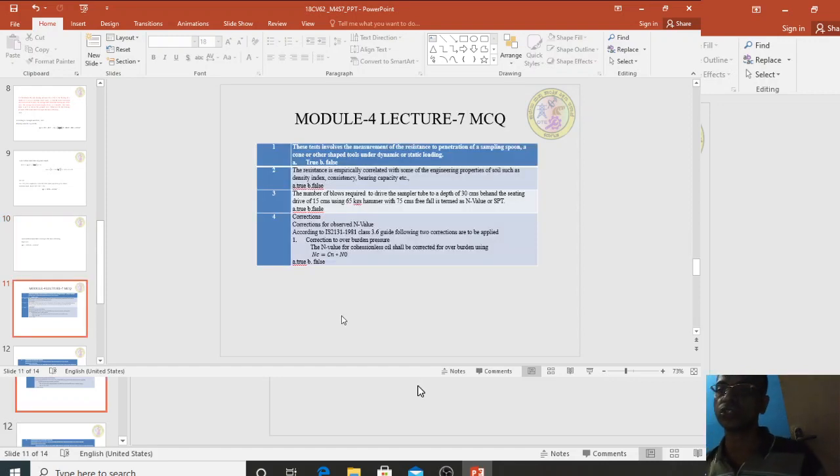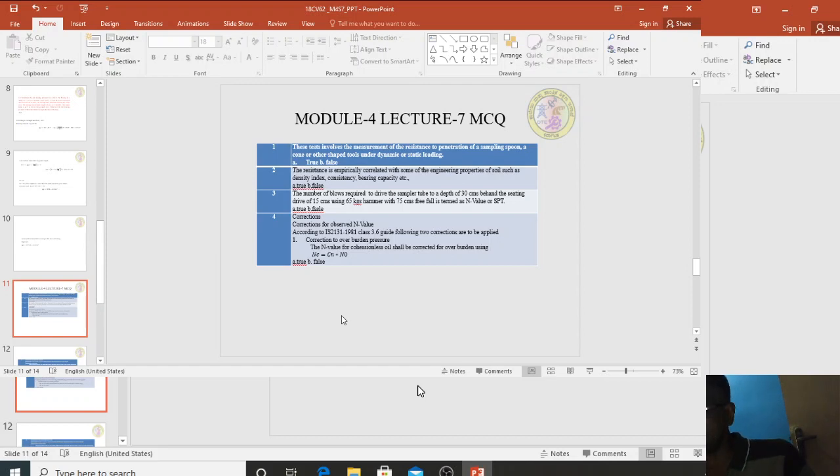The MCQ questions are: these tests involve the measurement of resistance to penetration of a sampling spoon, a cone or other shaped tool under dynamic or static loading. So it is a false statement. The resistance is empirically correlated with some of the engineering properties of soil such as density index, consistency, bearing capacity, etc. The resistance is false.